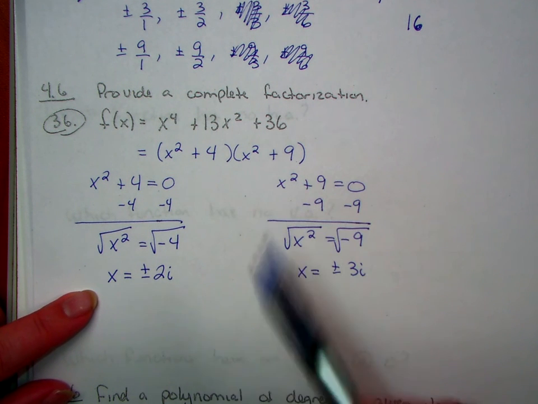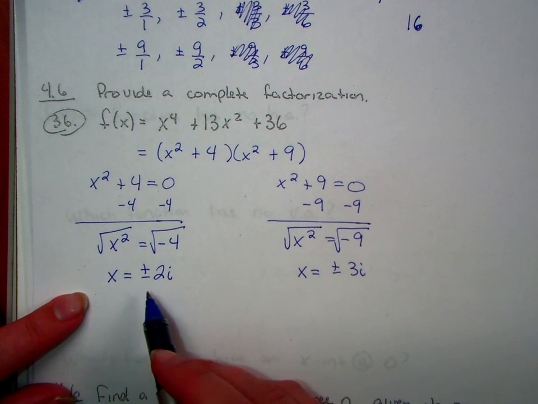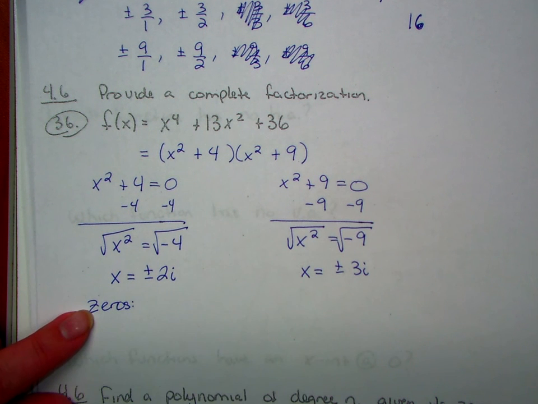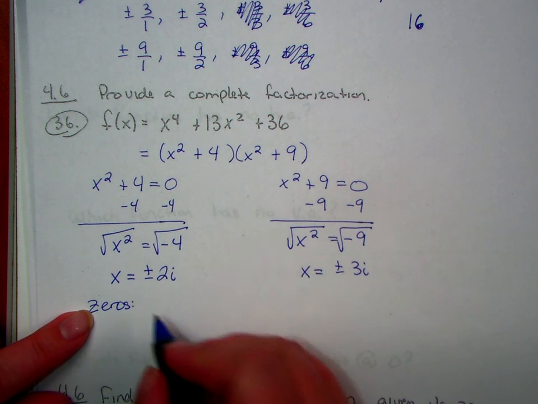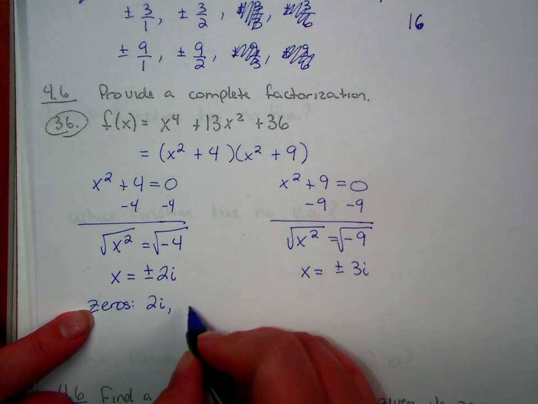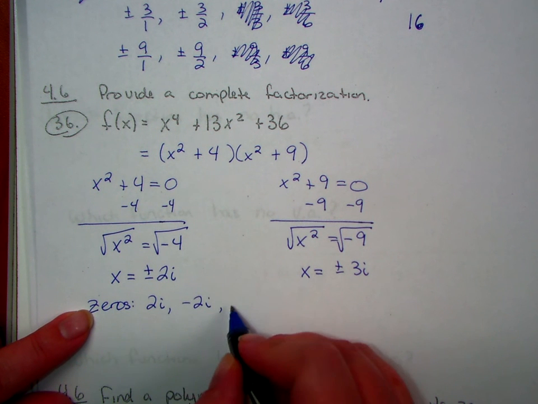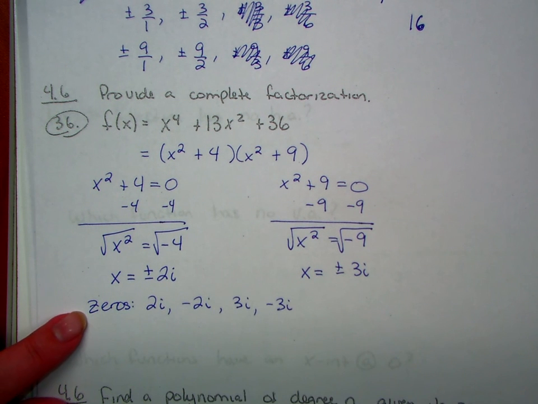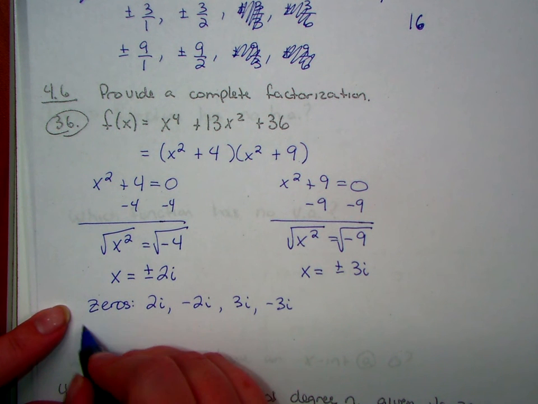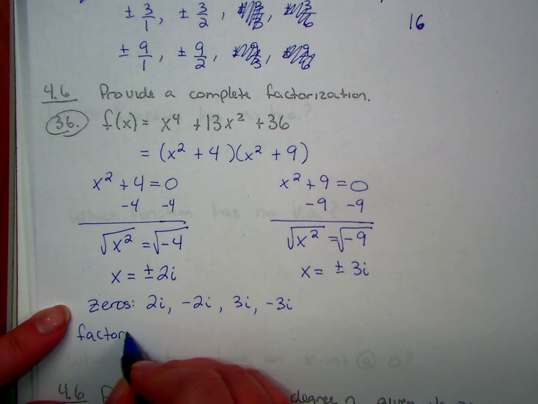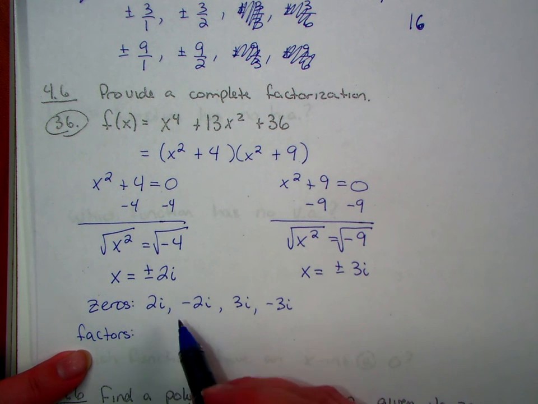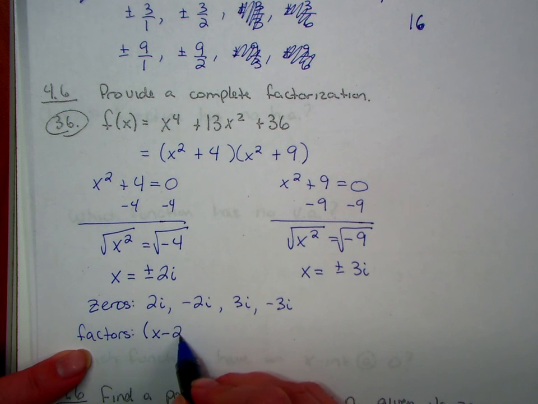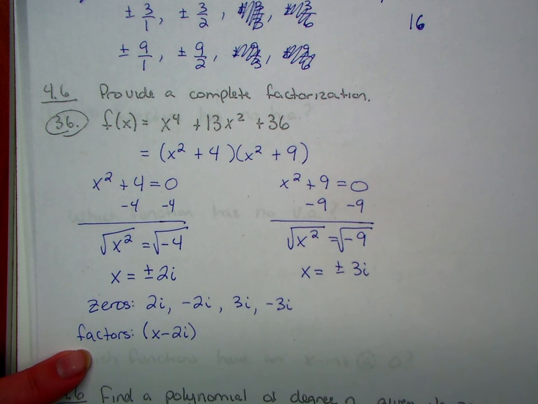And what this question wants is it wants you to write all those zeros as factors, whether they're real or not, okay? So we have zeros 2i, negative 2i, 3i, and negative 3i, okay? All imaginary. So if I were to write those zeros as factors, we're just going to do x minus the zero. So if 2i is a zero, x minus 2i is the factor, right?